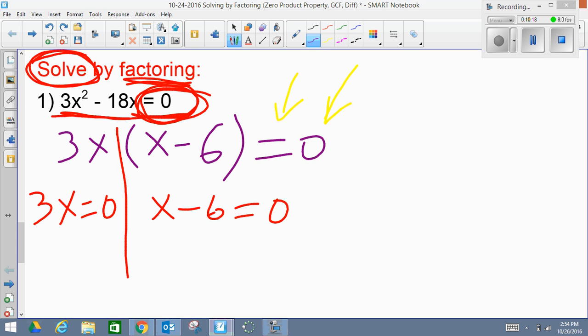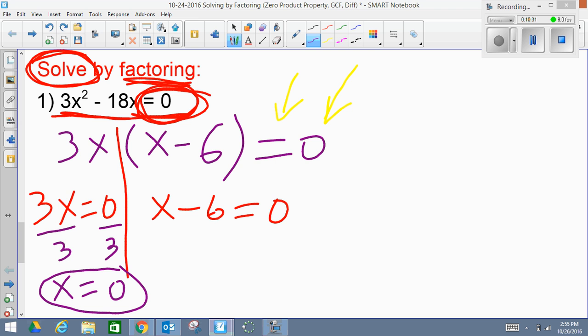Please find the values of x. To leave the x by itself here, I have to divide by 3 and by 3. That gives me 0 divided by 3, which is 0, and that gives me the first value of x.